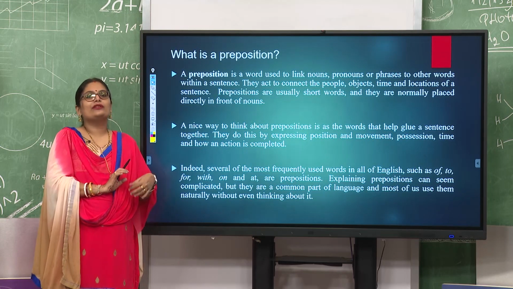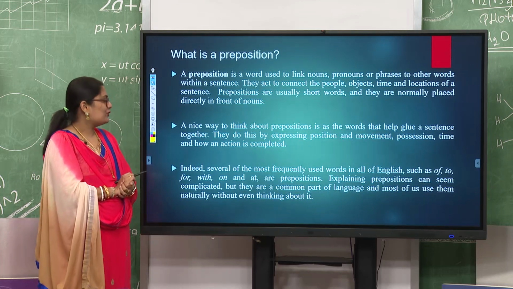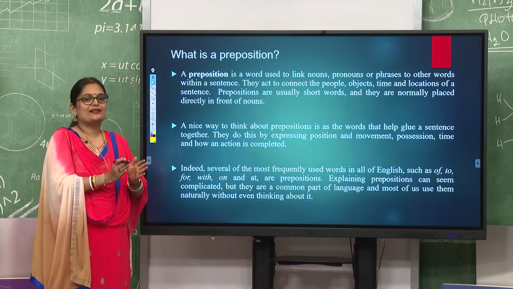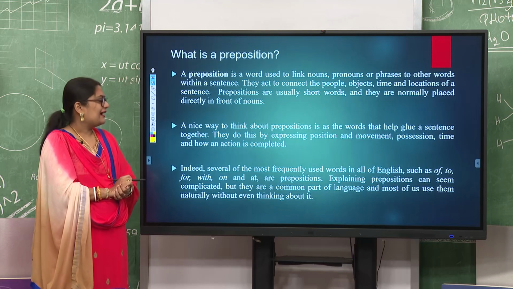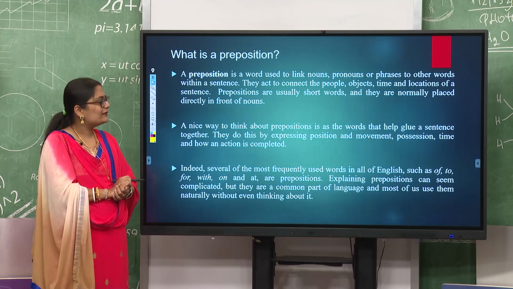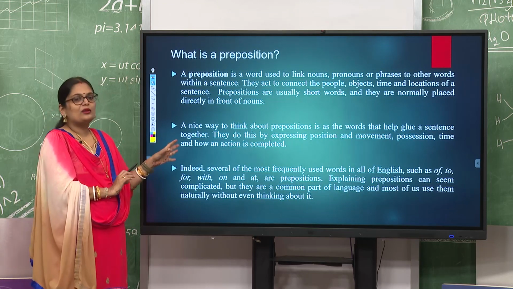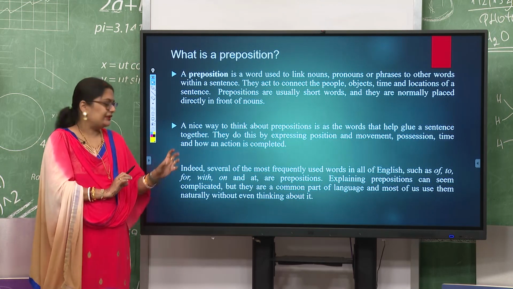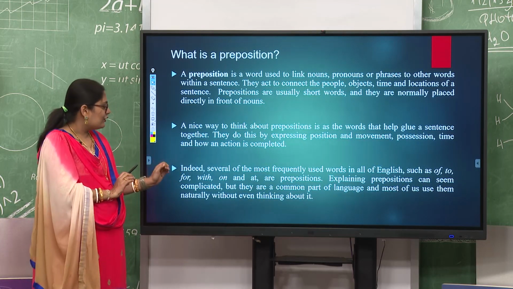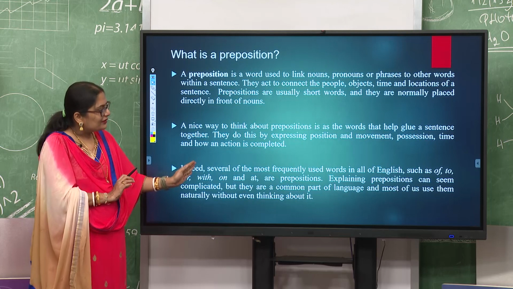Now, we move on to defining preposition in a simpler way. How do we define it? A nice way to think about preposition is as the word that helps to stick together a sentence, or glue a sentence. And how do they do it? They do it by expressing position, movement, possession, time and actions. Okay? So, this is how a preposition is used as a gluing word. Now, several most frequently used words in the English language fall under the category of prepositions. Now, what are they? For, with, on, at.